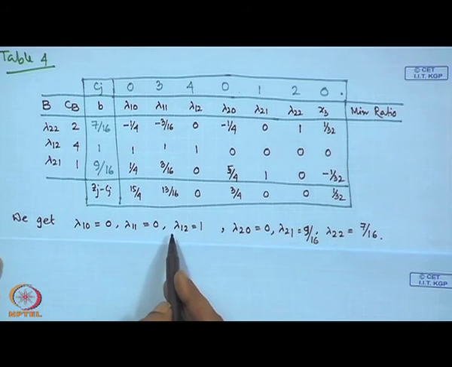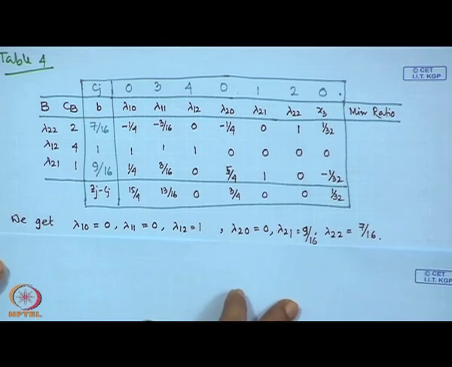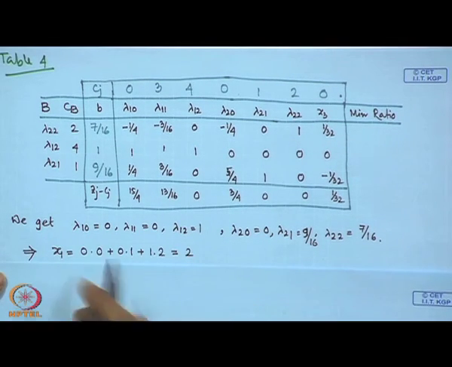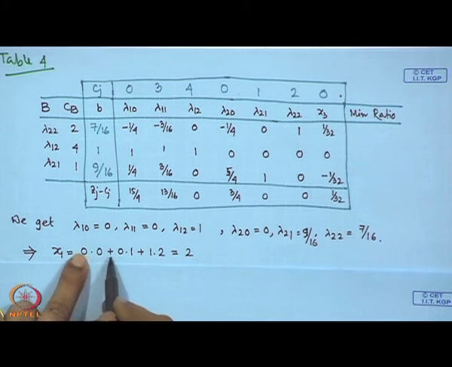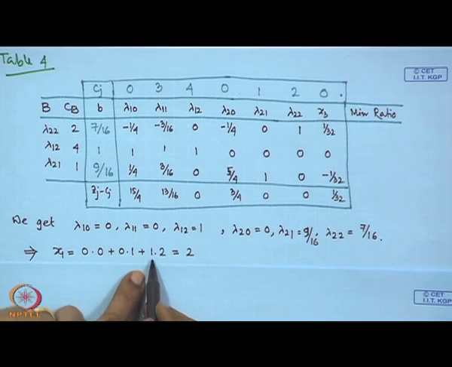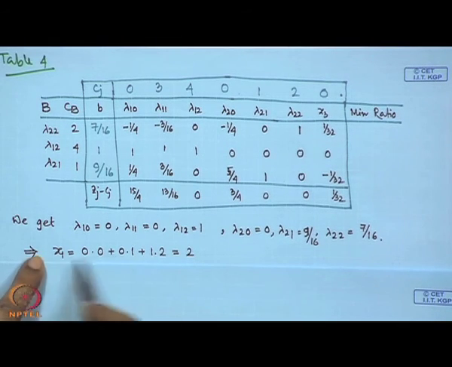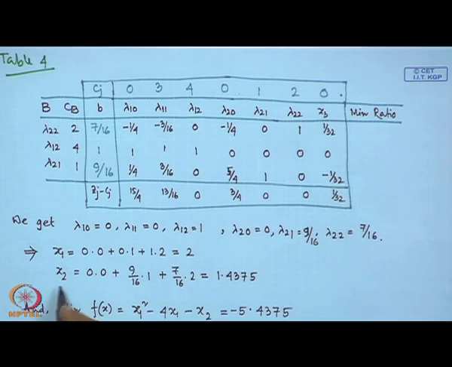original separable programming problem. That is why we need to convert these lambda values to the x1 x2 values, then only we can say that is the corresponding optimal for the separable programming problem. As we know, x1 is equal to lambda 10 into 0 plus lambda 11 into 1 plus lambda 12 into 2, thus we get x1 is equal to 2. Similarly, we will get x2, which is equal to 1.4375.